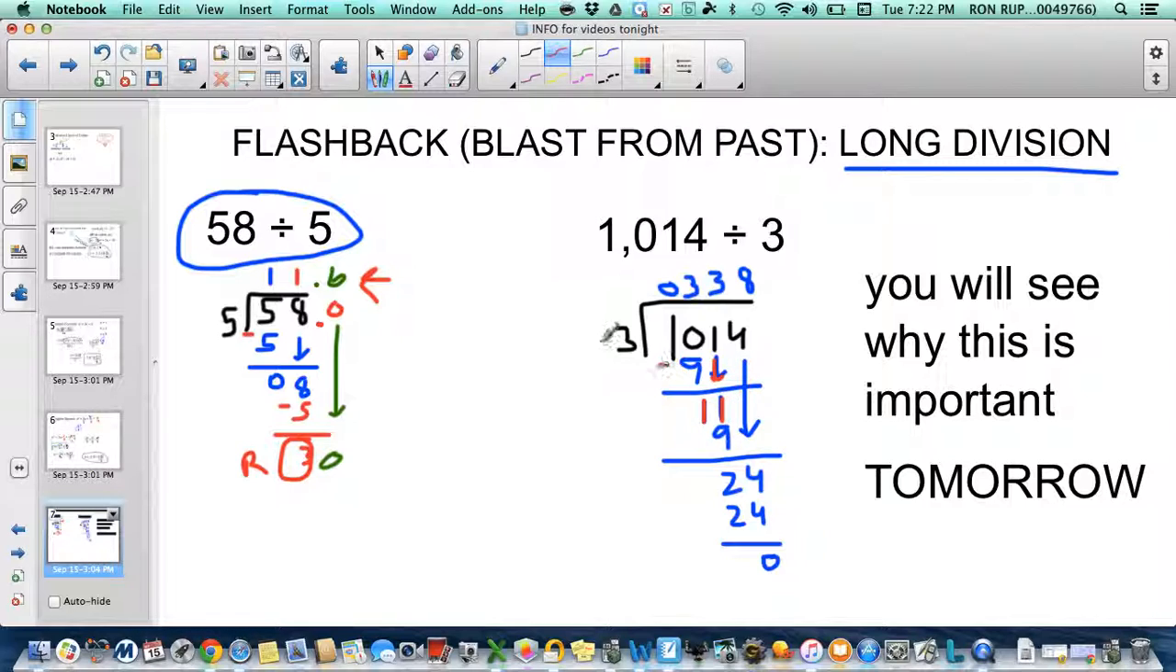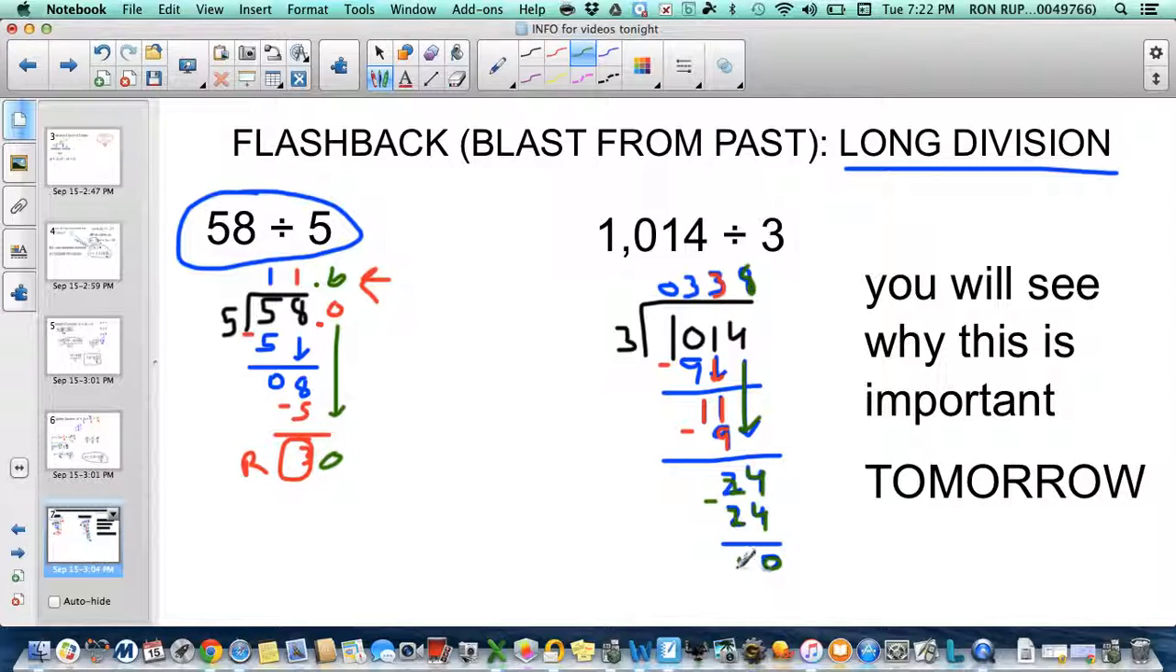And now we're going to look at how many times 3 goes into 11. 3 times. And 3 times 3 is 9. 11 minus 9 is 2. And now we bring down this 4. And how many times does 3 go into 24? 3 times 8 is 24. So 3 goes into 24 8 times. 24 minus 24 is 0.